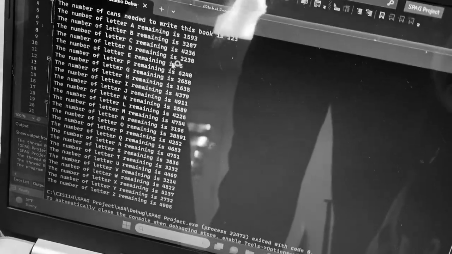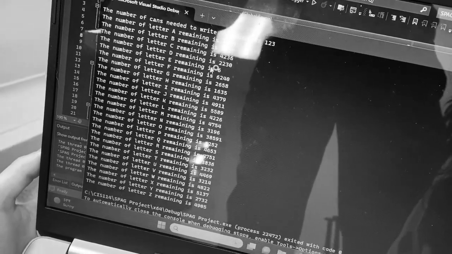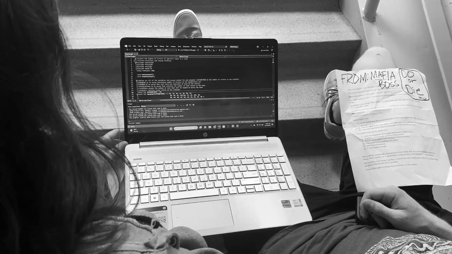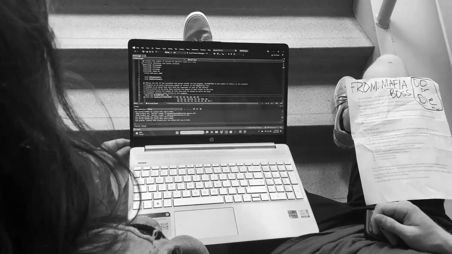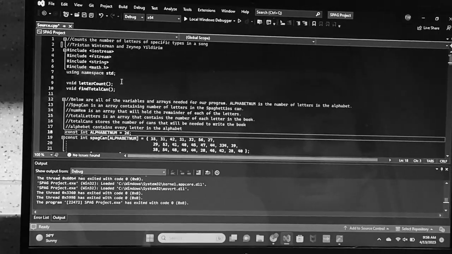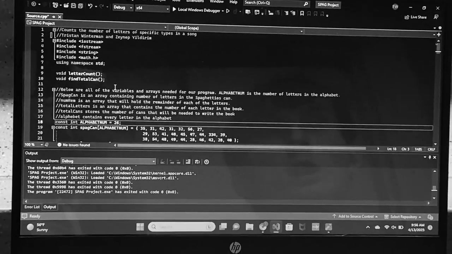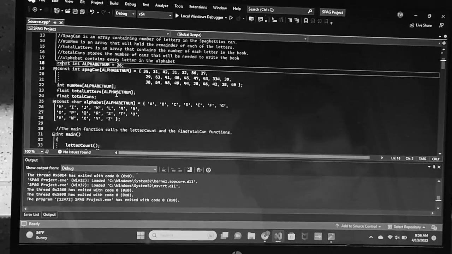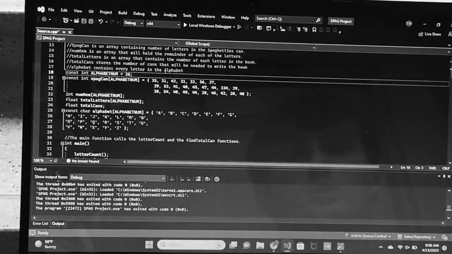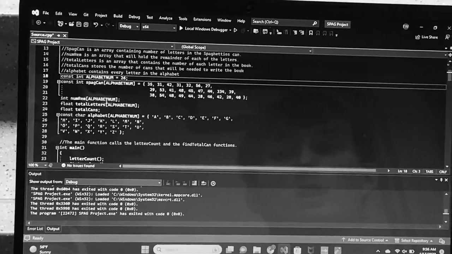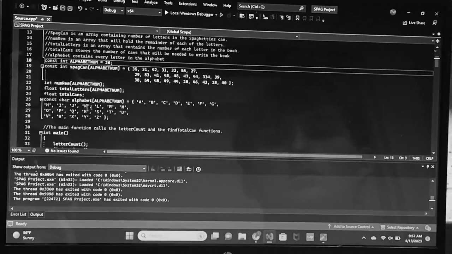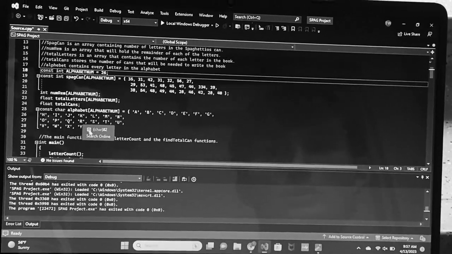The book is To Kill a Mockingbird. So in this program, we are using iostream, fstream, string, and math.h. We have two functions outside of our main function, letter count and find total can. We have a constant array that has all the total number of SpaghettiOs in a can so that we can calculate the ratio. We have an array of all the alphabet letters so that we can easily list it out when printing out the different variables.